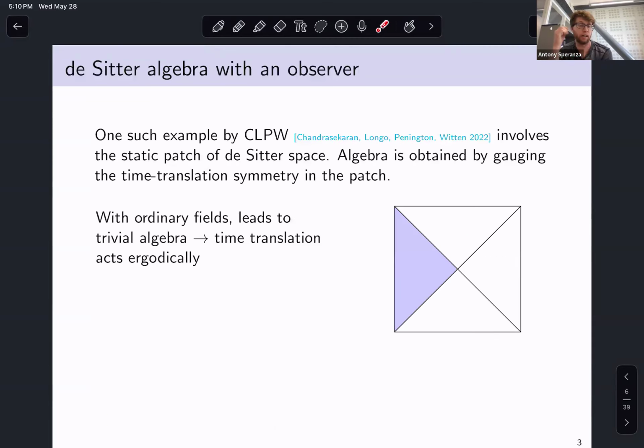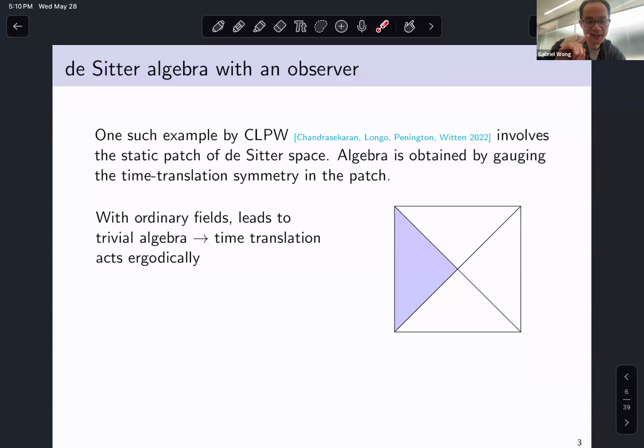So one of the nicest examples where this came up was this work by CLPW, Chandrasekaran, Longo, Pennington, and Witten. And they were interested in writing down an algebra in the semiclassical limit in the static patch of de Sitter space. Sorry, Anthony, can I just stop you for a moment?